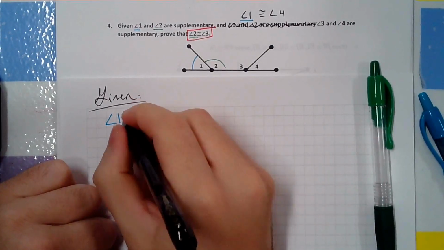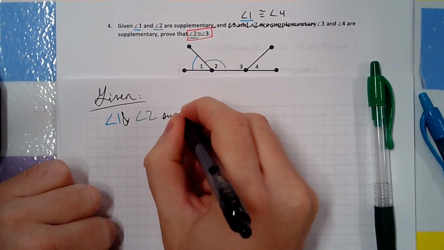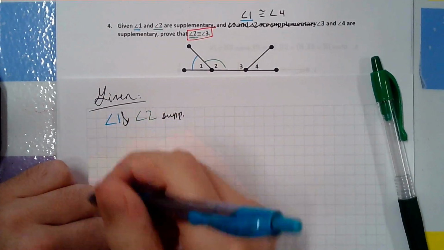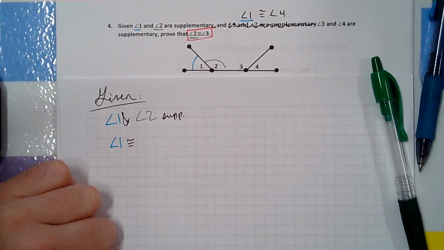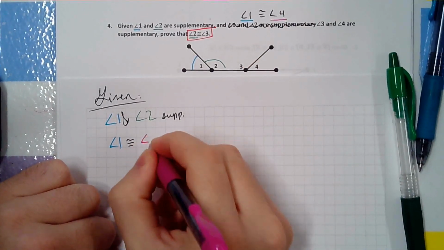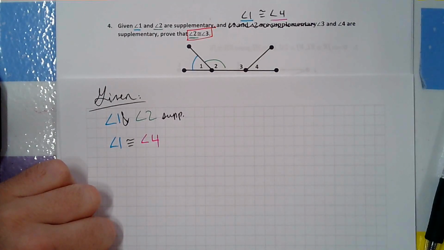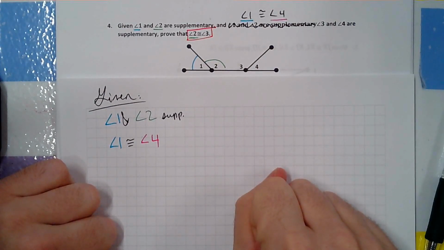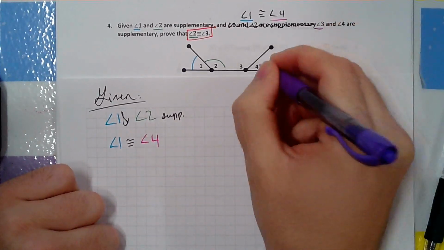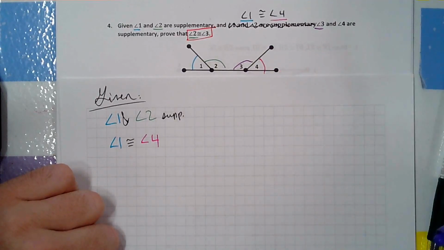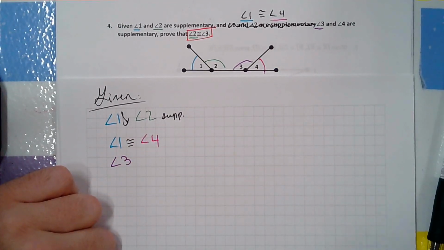So angle 1 and angle 2 are supplementary. We're also given that angle 1, again, same color, is congruent to angle 4. What color do we want angle 4 to be, Michaela? Pink. Much better choice this time. And then we know that angle 3, which we have not colored in yet, what color would you like angle 3 to be? Purple. All right. Angle 3 and angle 4 is supplementary.